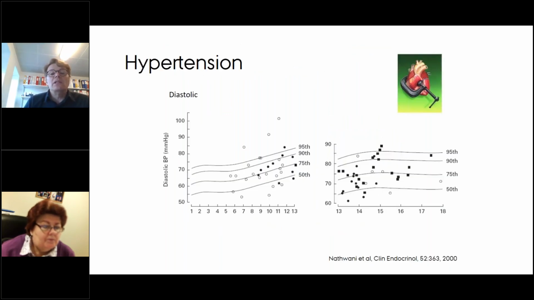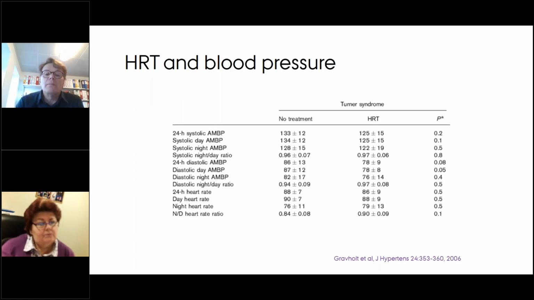Hypertension is also frequent in Turner syndrome. These are some data from a British study where you look at children. In the one panel you see young children, and in the other panel you see from 13 to 18 years of life. But you can see that even at this age there are cases that have a higher blood pressure than expected. And when we look at adults, it becomes clear that many will develop hypertension.